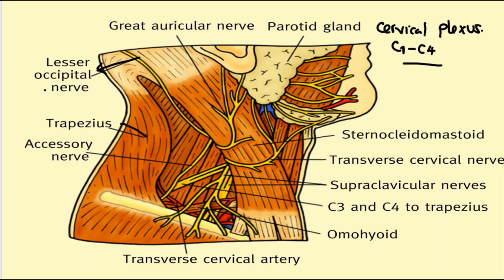This muscle here, we already talked about it. This is the trapezius, and then this is the accessory nerve. This one here is the transverse cervical nerve. It innervates the skin of the neck. Transverse cervical. And then this nerve here that is going to the ear is the greater auricular nerve. You must know these nerves because they are very important.